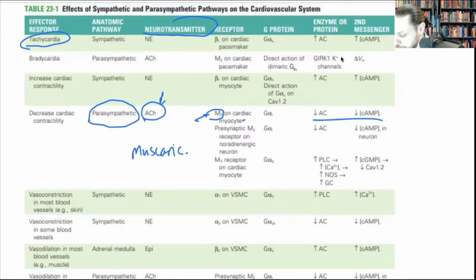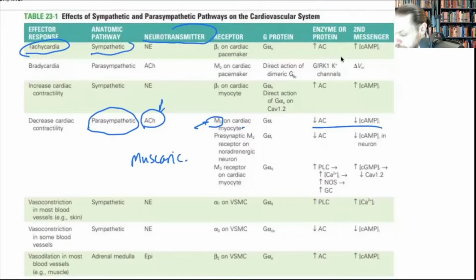We see the response. It's sympathetic. What is the neurotransmitter? The neurotransmitter is norepinephrine, or epinephrine is going to cause it. Which receptors for the heart? We said beta 1 on the cardiac pacemaker. It's going to increase cyclic AMP. It's going to increase adenylyl cyclase. It's via G protein coupled receptors.